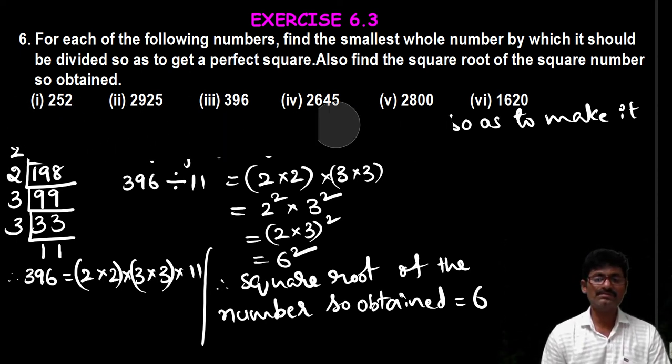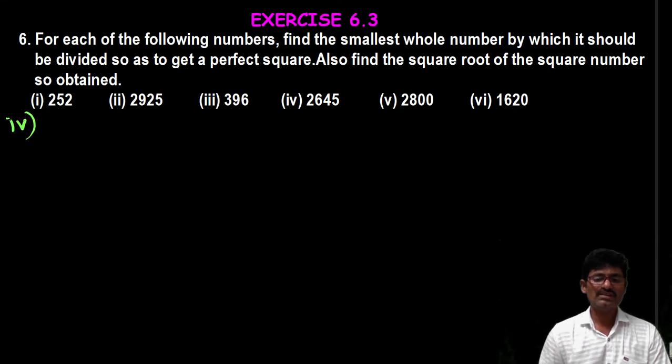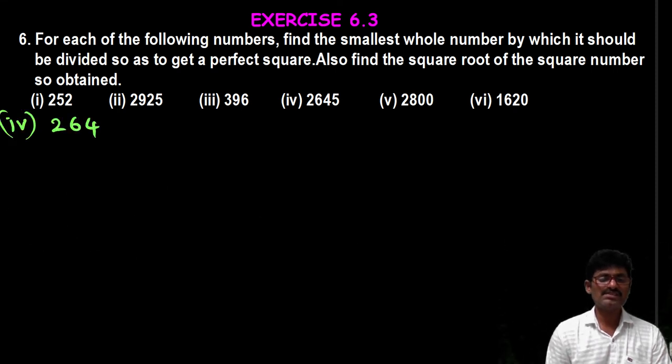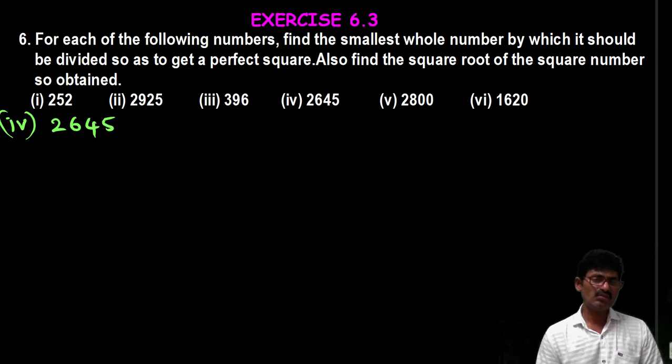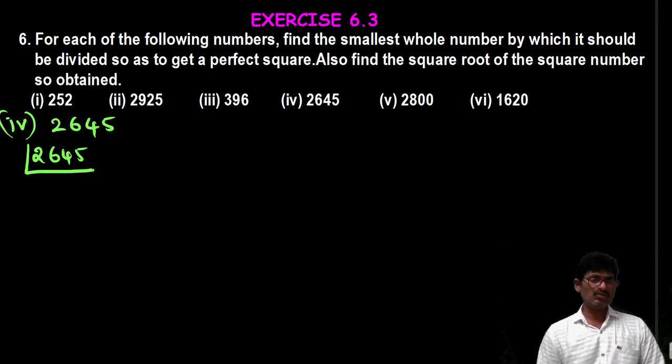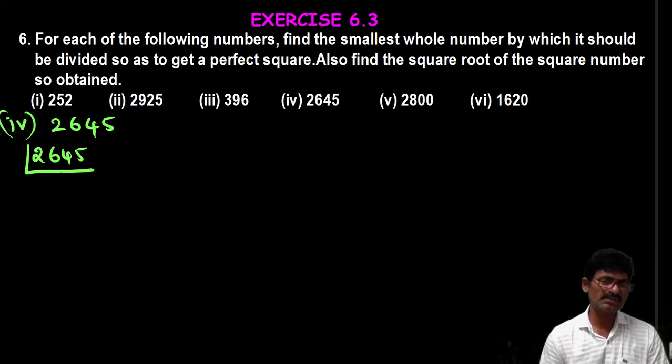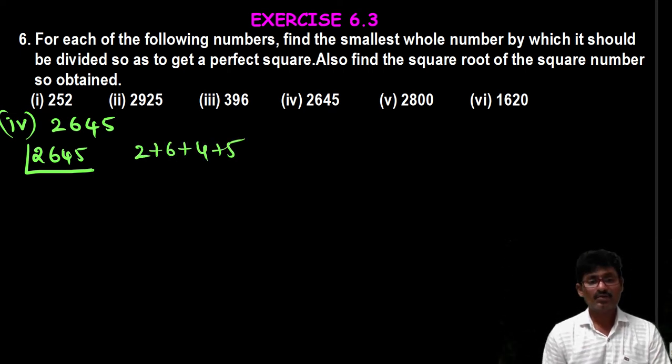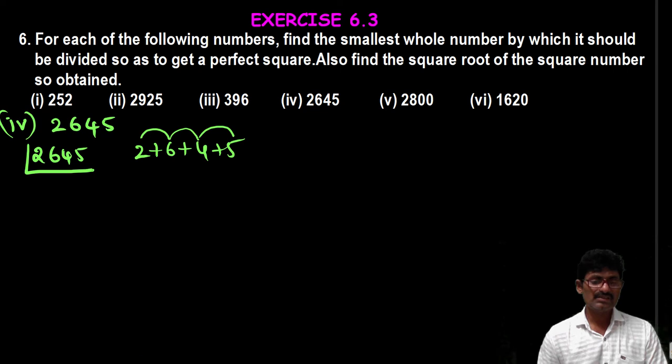What is the next problem? Fourth one, that is 2645. So we need to resolve this into factors. First, let us start with 2. It will not be divisible by 2. Let us try to divide with 3. Now to check whether this one is divisible by 3 or not, we need to add the digits. 2 plus 6 is 8. 8 plus 4 is 12. 12 plus 5 is 17. 17 is not divisible by 3.